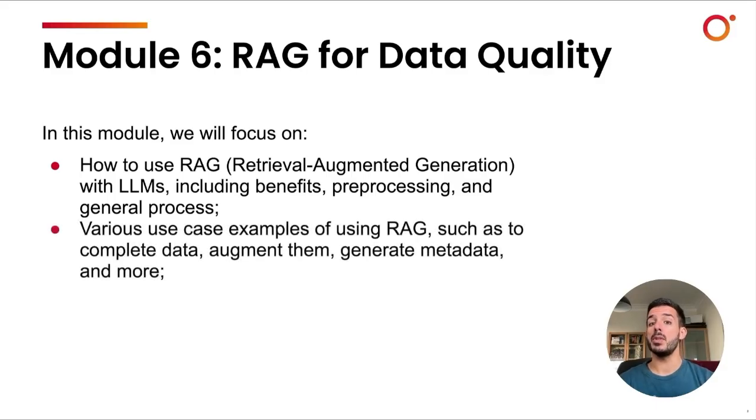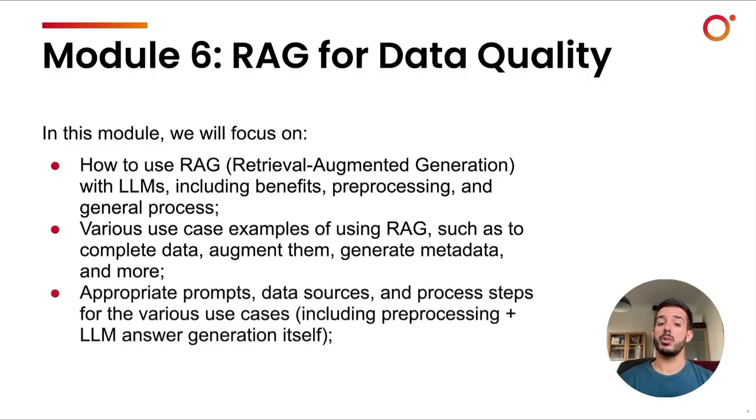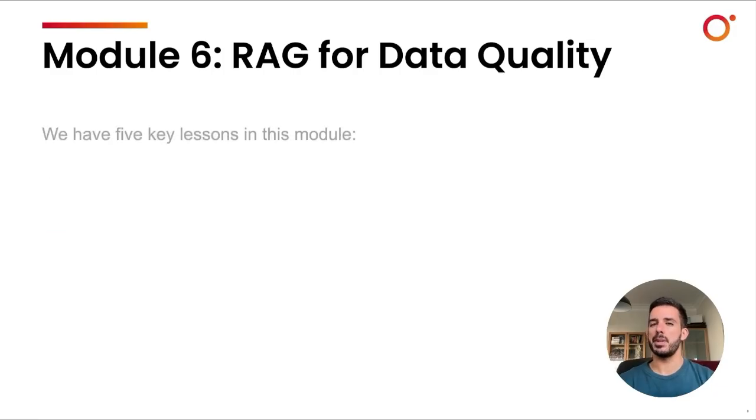Or various use case examples of using RAG in a GenAI pipeline, such as to complete data, augment data, generate metadata, and more. So basically applying RAG to the tasks that we already know, with appropriate prompts, data sources, and process steps for the various use cases, getting a little bit more tactical now for every use case, including the documents to be pre-processed and the generation of LLM answers with RAG. For this purpose, we have 5 key lessons in this module.